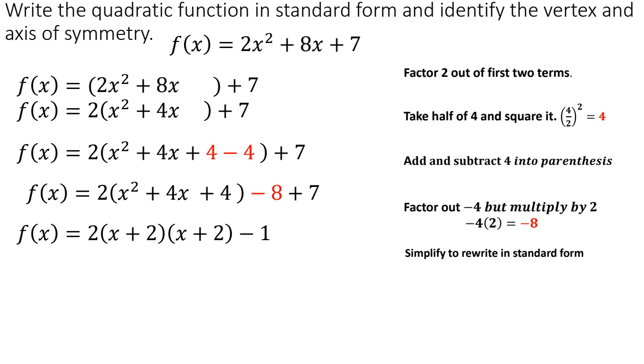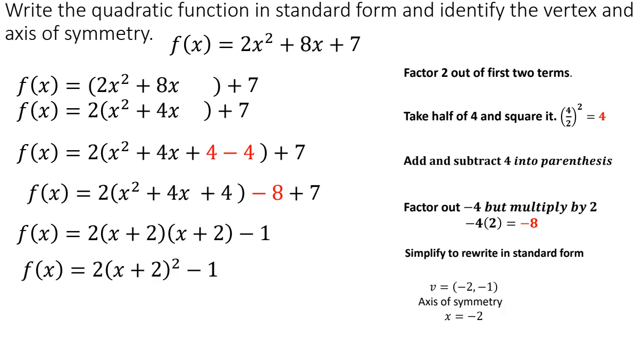So again, here the outside gets simplified. The negative 8 plus 7 just becomes a negative 1. And I can rewrite this as a perfect square. This is the same thing as 2 times x plus 2 squared minus 1. And again, I converted my original function, which was in general form, into what's called standard form, or vertex form.